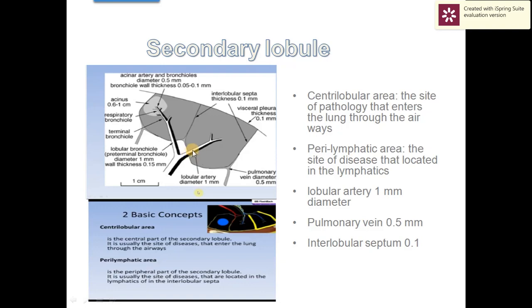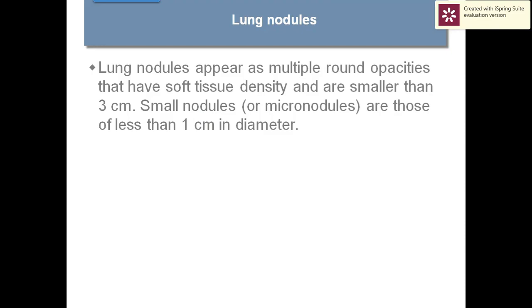The lobular artery is 1 millimeter in diameter, the pulmonary vein 0.5 millimeter, and then the interlobular septum. This is one secondary lobule and this is another secondary lobule. The interlobular septum is approximately 0.1 millimeter, a very thin wall. A lung nodule appears as multiple round opacities with soft tissue density, smaller than 3 cm. A very important concept: if it is more than 3 cm, it is a soft tissue mass. The small nodule or micronodule is less than 1 cm in diameter.